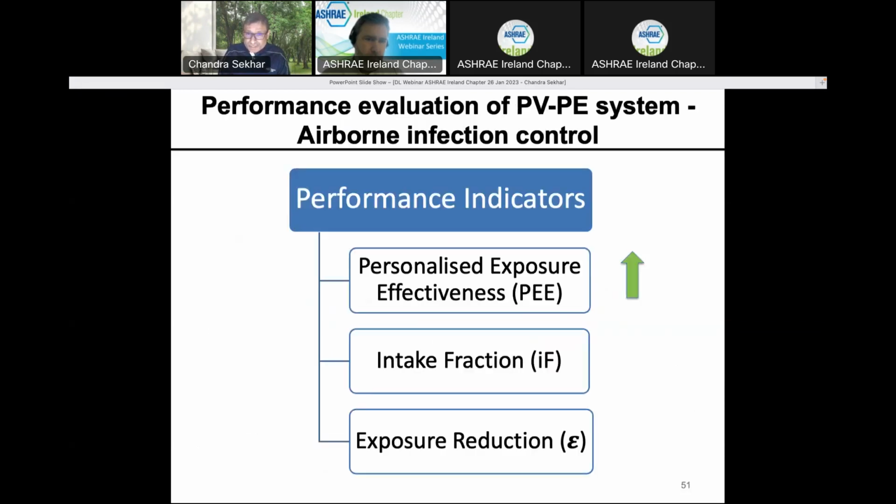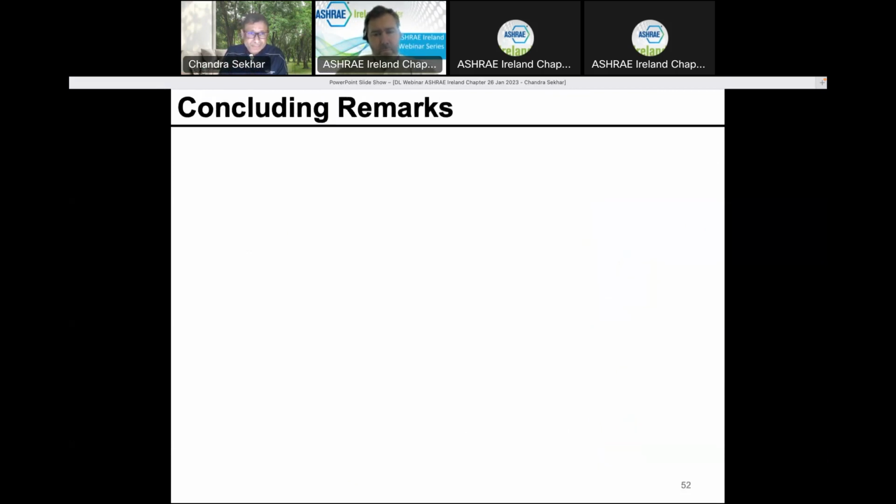So if I just put these indicators as to what we would desire, the combination of personalized ventilation and personalized exhaust helps us to increase the personalized exposure effectiveness, lower the intake fraction, a good thing to have, and improve or increase the exposure reduction. All this we have been able to quantify, and our publications carry all the details of how this was done. So I'm now down to my concluding remarks.